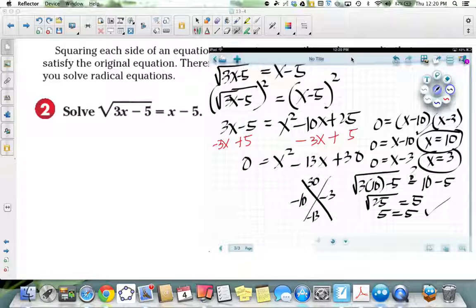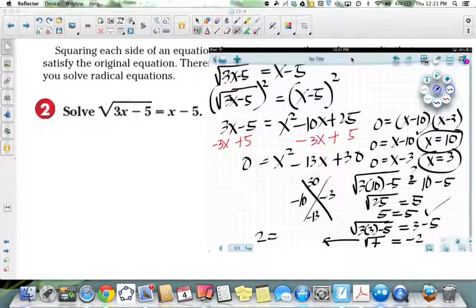Okay, how about the last one? I now have radical 3 times 3 minus 5. Is it equal to 3 minus 5? Okay, if you notice, this is 4. Radical 4, is it equal to negative 2? So going back here, 2 is not equal to negative 2. So basically 3 is not a solution for this radical equation. Okay? So the only solution for this radical equation is 10. So that is example number 2.